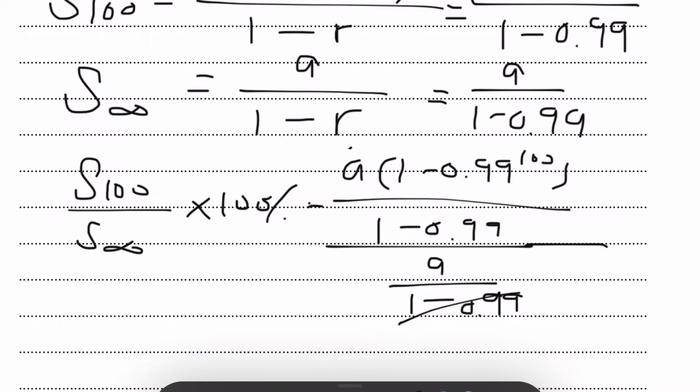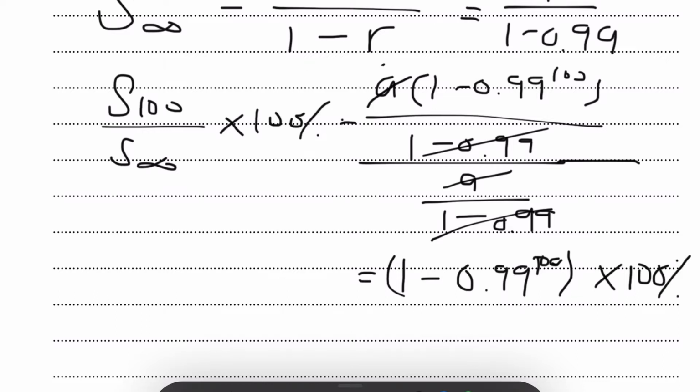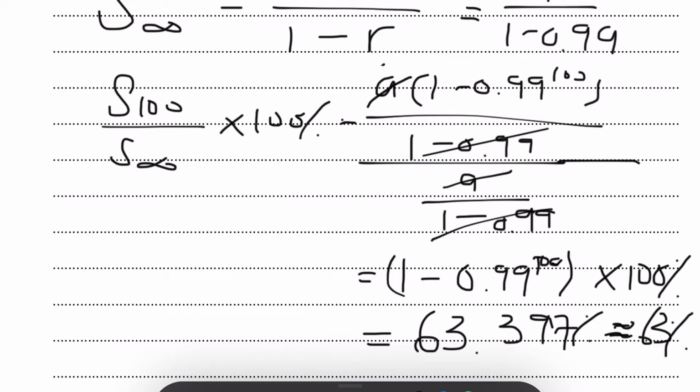So you can cancel out the denominators because it will be the same, and you can also cancel out the a's. So what you have is 1 minus 0.99 to the power of 100 multiplied by 100. And this will give you 63.397%, which is technically 63%.